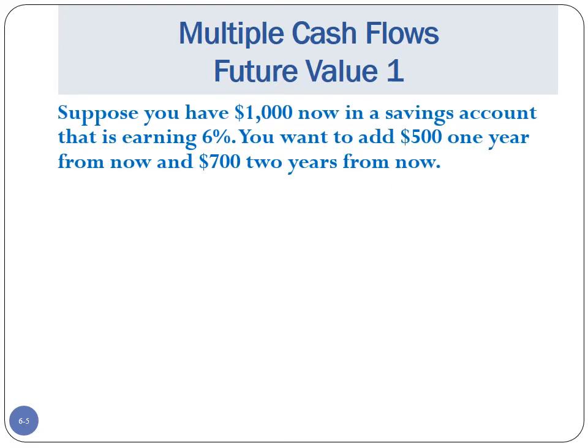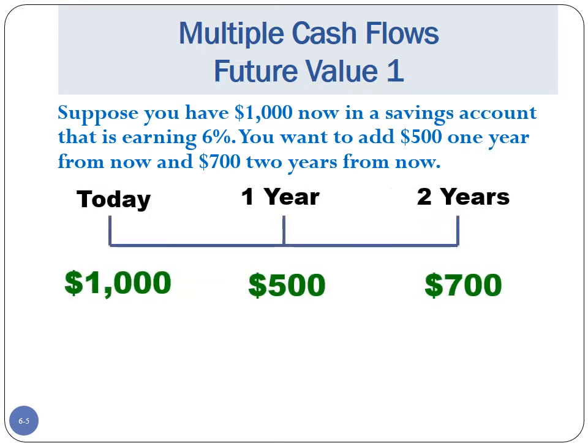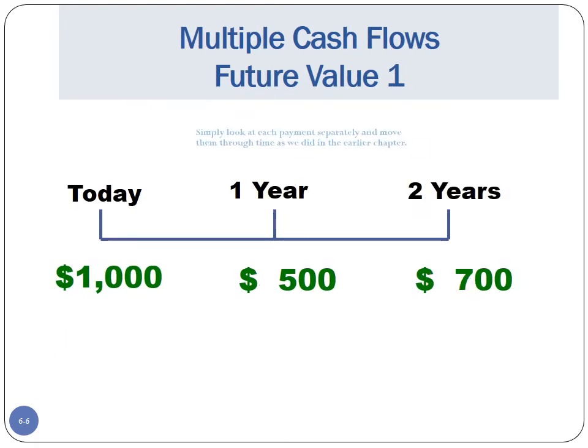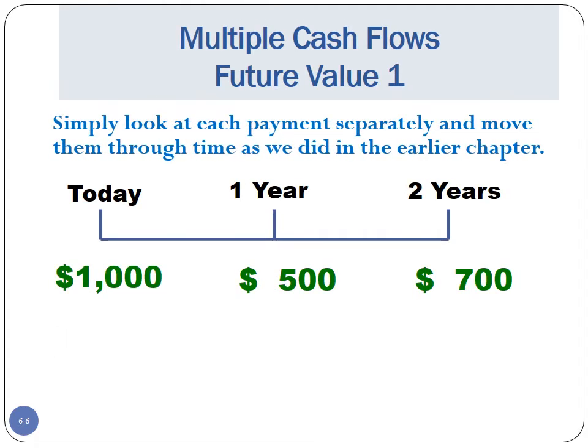So let's take a look at an example. Suppose you have $1,000 now in a savings account. It's earning 6%. You want to add $500 1 year from now and $700 2 years from now. Then what do you look at for the future value? How much will you have after 2 years from now in your savings account after you make your $700 deposit?